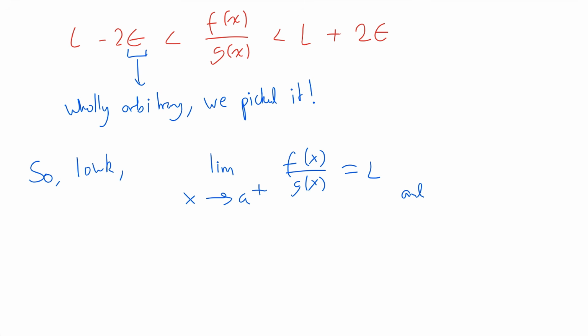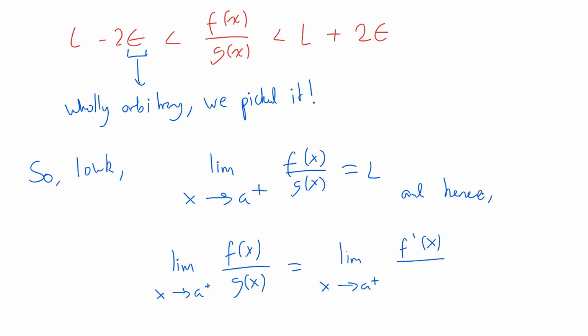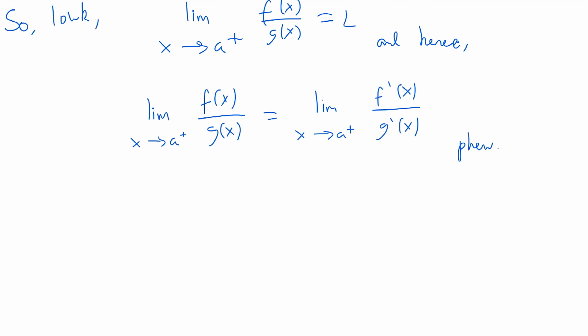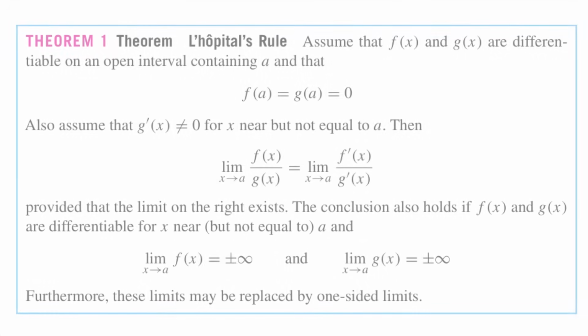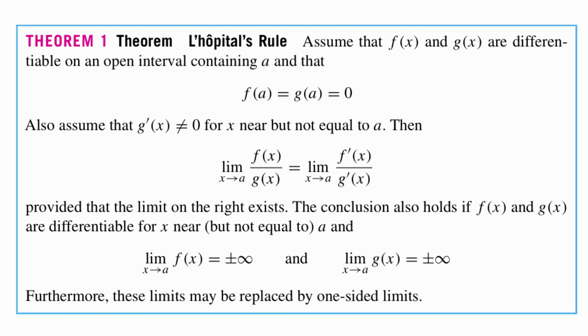And thus, the limit as x approaches a of f of x over g of x is equal to the limit as x approaches a of f prime of x over g prime of x. And boom! We have now proved L'Hopital's theorem, which I cannot be bothered to read out in its entirety, so all you're getting is this.